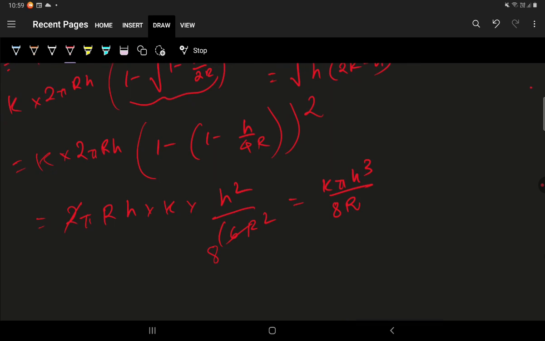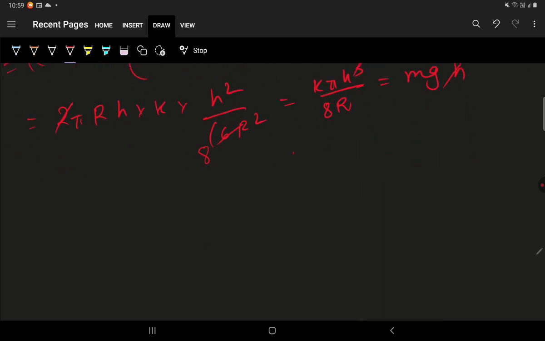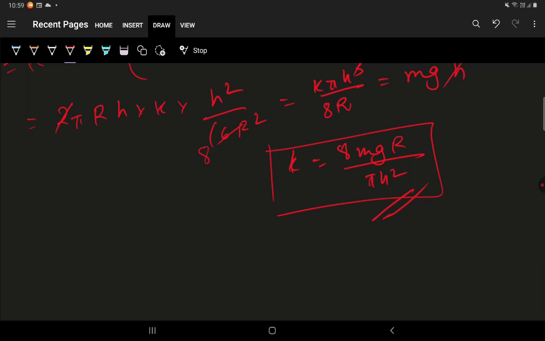Now, the gain in potential energy will be compensated by the loss in potential energy due to gravitation. So it will be equal to mgh, cancelling out the h, and you'll get k to be 8 mgR by pi h square, and that's the answer. You can put in the numeric values to get the approximate order.